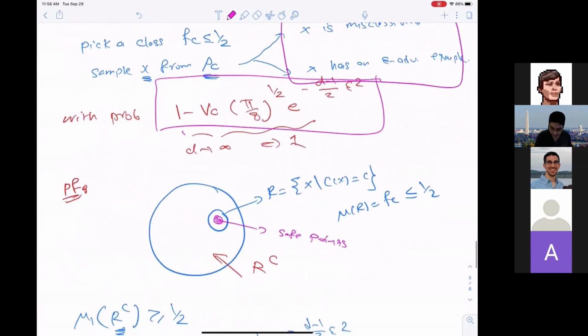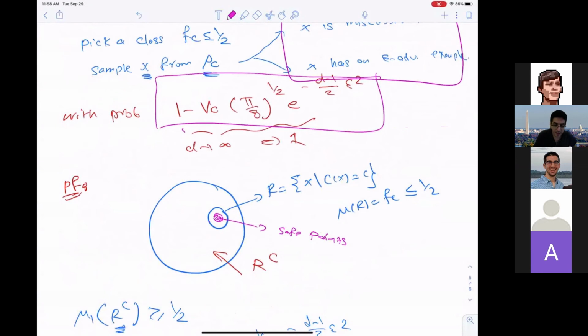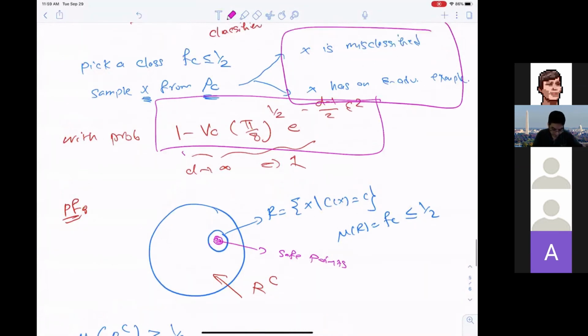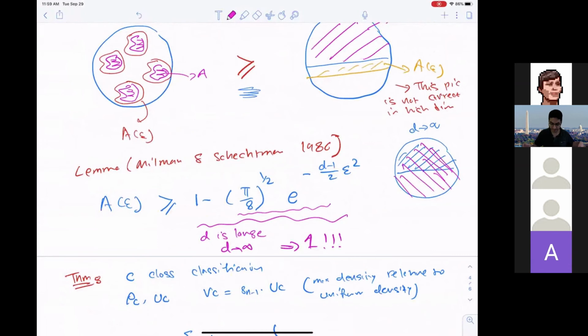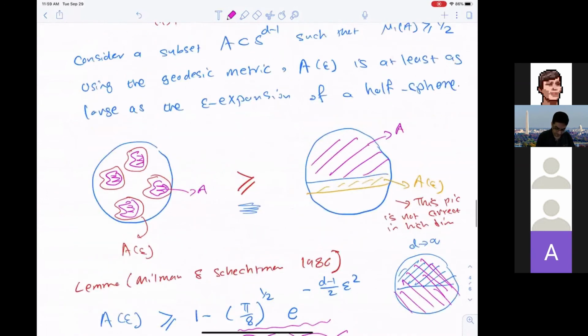Okay, so let me pause and take questions. Amir, go ahead. So the lemma you mentioned was specifically for the geodesic distance. I suppose that doesn't hold for LPs because they don't respect the relative curvature of the sphere. I was wondering, since adversarial examples are mostly in LP, could we use this lemma for adversarial examples?